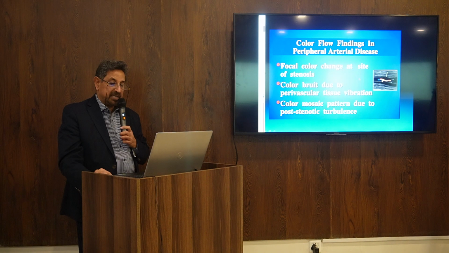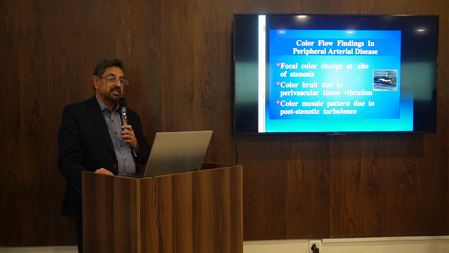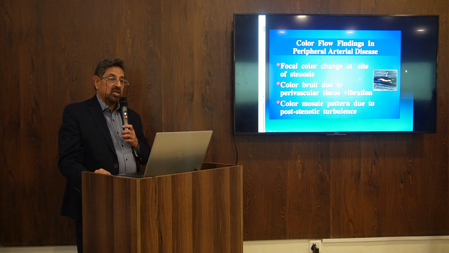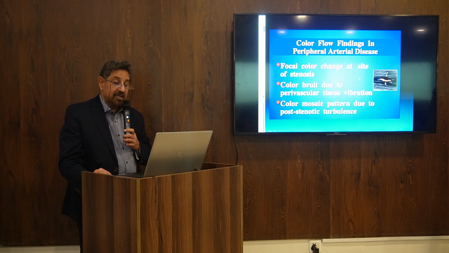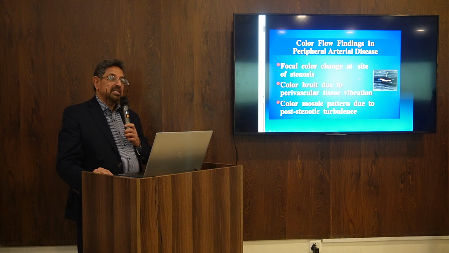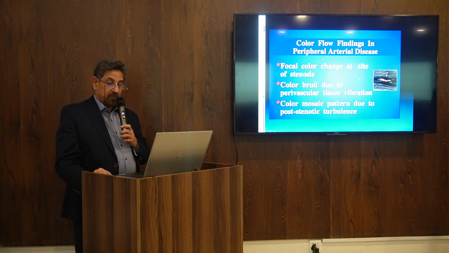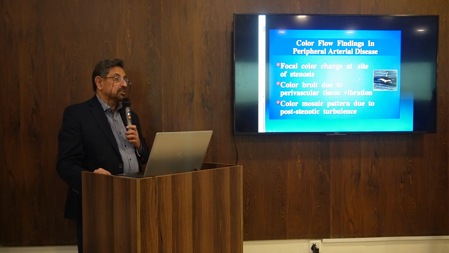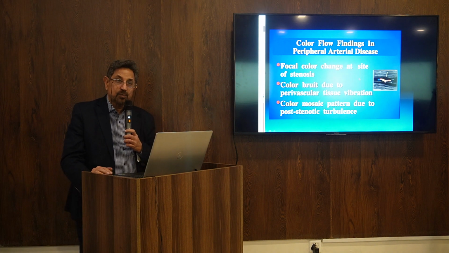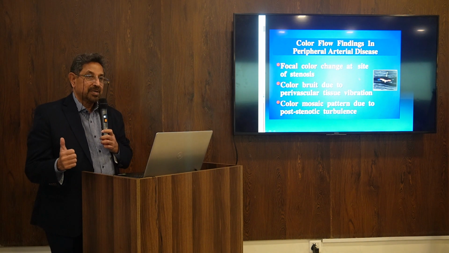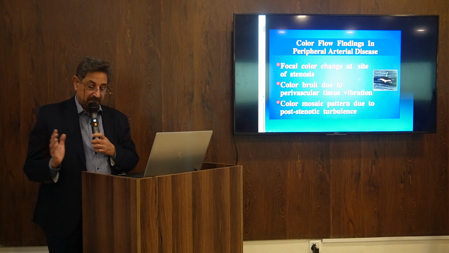A mosaic pattern. You see this mosaic pattern? These are all artifacts. If we are playing with the knobs properly, they tell us something is wrong. On color, we will qualitatively come to know there is something wrong with this vessel. The vessel is narrowed and the flow through it is not normal. Then what next? We will turn on the spectrum. We can't quantify without spectrum.